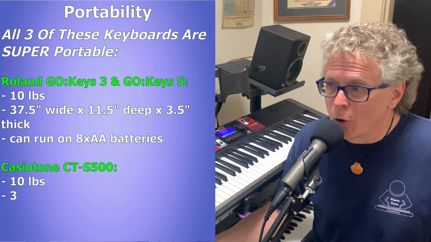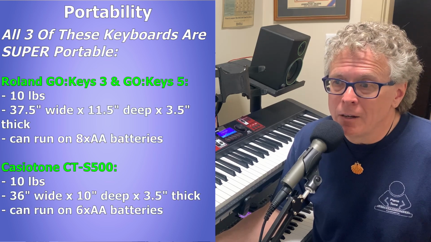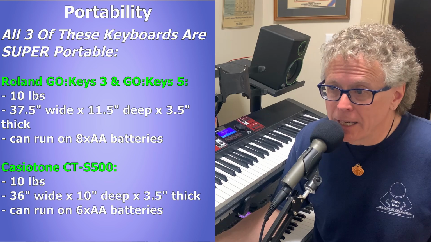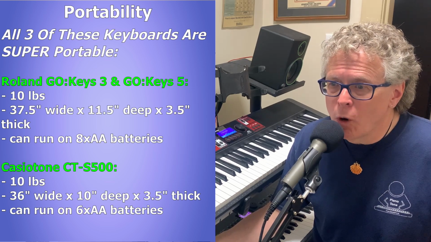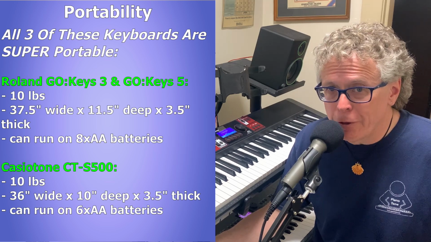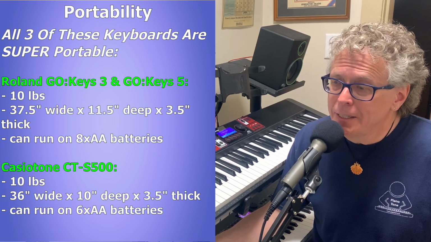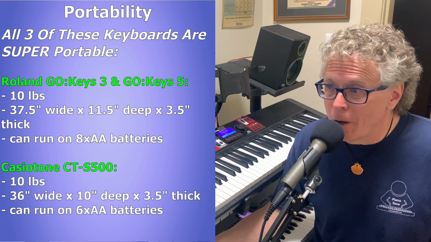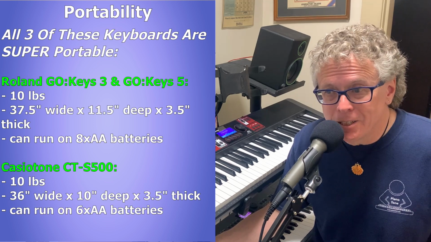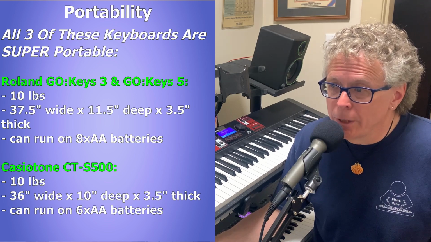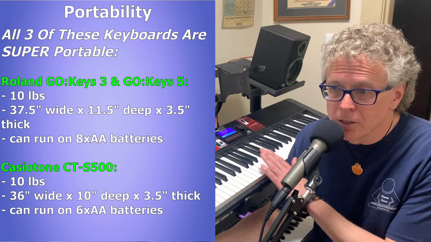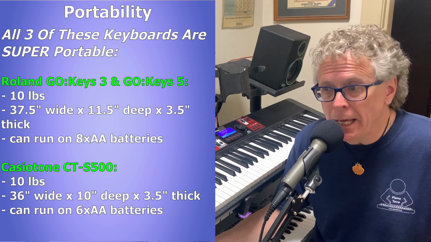Okay, portability. For portability, all three of these keyboards are super portable. They all weigh a featherweight 10 pounds. They're all really compact, especially the Casiotone CT-S500. The Go Keys are 37.5 inches wide by 11.5 inches deep and super thin at only 3.5 inches. And the CT-S500 is even a little bit more compact at 36 inches wide by 10 inches deep, also only 3.5 inches thick. All of these keyboards will run on AA batteries. The CT-S500 requires 6, and both Go Keys models require 8. So they're all super portable options.